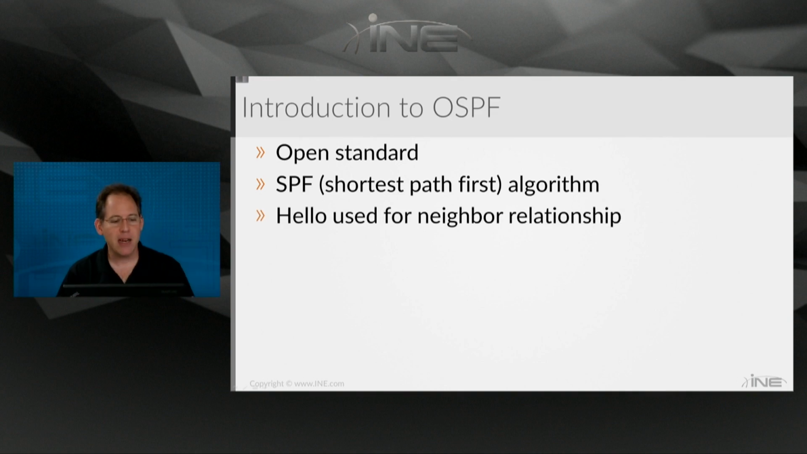Like EIGRP, OSPF utilizes hello packets to dynamically discover and build OSPF neighbor relationships. In the case of OSPF, we actually call them adjacencies, OSPF adjacencies. So I'll use those terms interchangeably. Neighborship, adjacency, meaning basically the same thing.